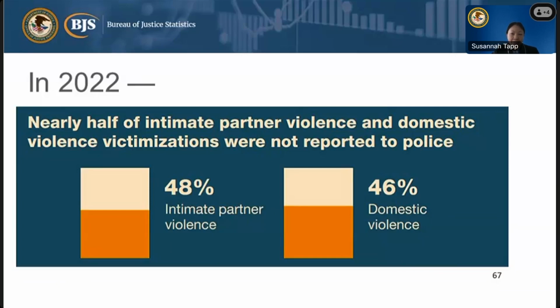The NCVS also measures crimes such as intimate partner violence, which is violence committed by a current or former spouse, boyfriend, or girlfriend. And then domestic violence, which is violence committed by an intimate partner or another family member. I know that definitions of domestic violence do vary, so that is what is included in the NCVS. And as you can see here, in 2022, around half, or 48%, of intimate partner violence victimizations were reported to police.